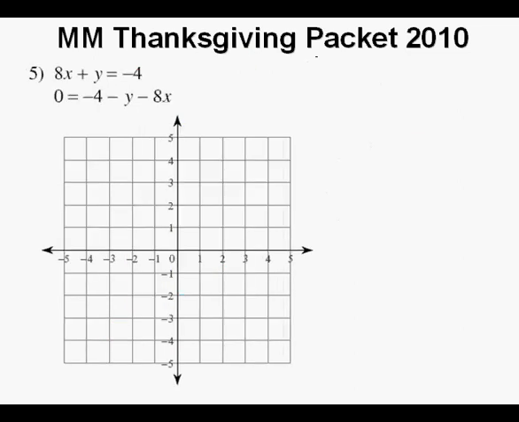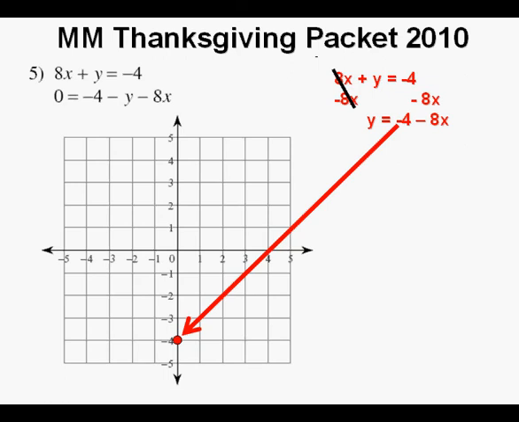Here's problem number 5. We'll first solve for y to be able to graph. For this first equation, 8x plus y equals -4. We subtract 8x from both sides of the equation. 8x minus 8x cancel on the left side. We bring down what's left, y equals -4 minus 8x.